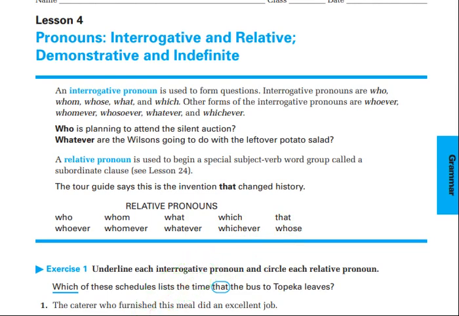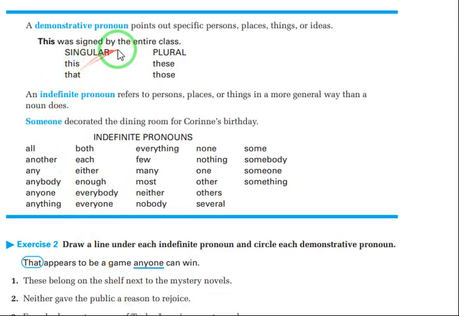Okay? The demonstrative pronoun points out specific persons, places, things, or ideas, like this or that. Of course, this is used for the close, that is used for something that is remote or far away. These for the plural, and those.